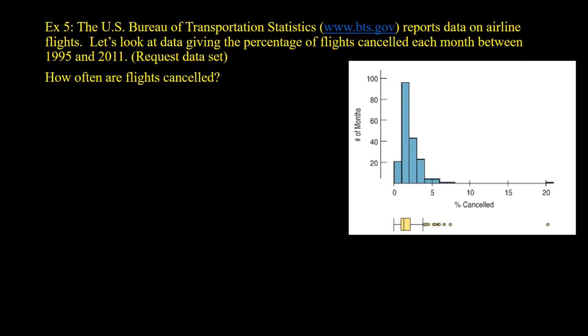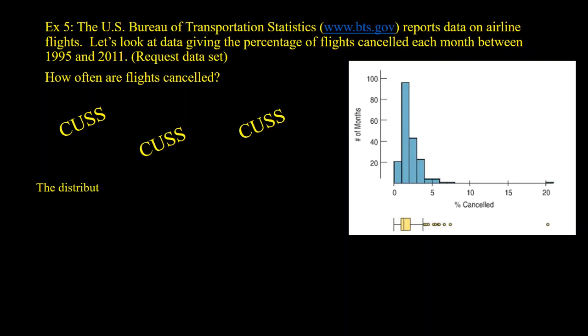So we have a graph provided to the right, a histogram, and a box plot showing the percentage of canceled flights. We want to describe the distribution, so of course we're going to CUSS. Remember, every time we describe a distribution of univariate data, we want to CUSS.